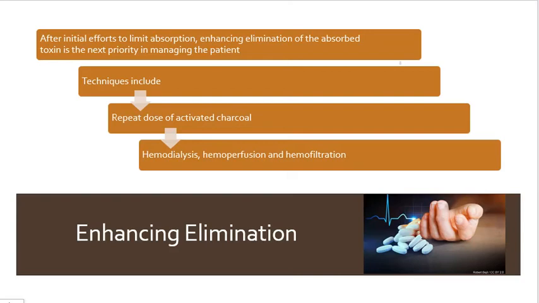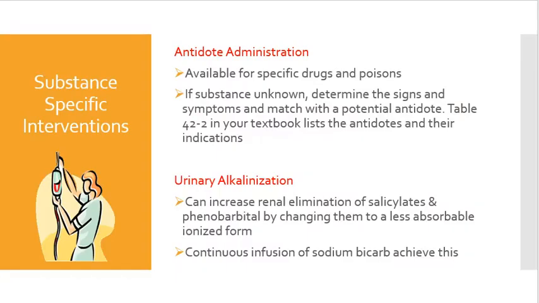Substance-specific interventions. In addition to minimizing absorption and enhancing secretion, key interventions include antidote administration and urinary alkalinization. So antidote administration. There are various antidotes available for specific drugs and poison. If the substance is unknown, you really need to determine the signs and symptoms and match it with a potential antidote. And again, poison control can be really useful in assisting us with this. Table 42-2 in your textbook lists the antidotes and their indications.